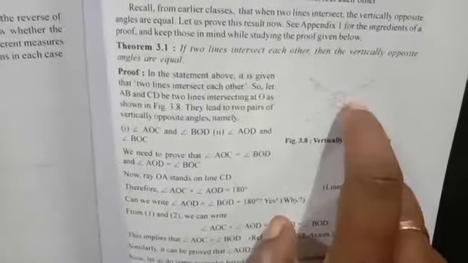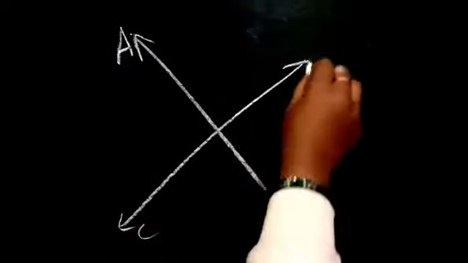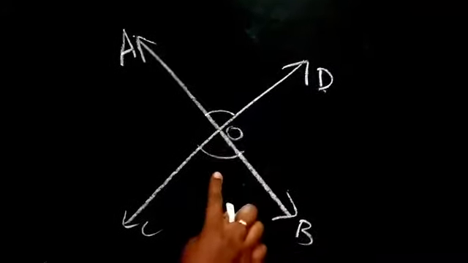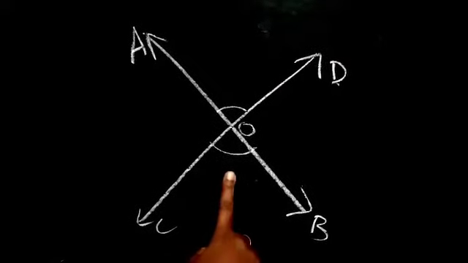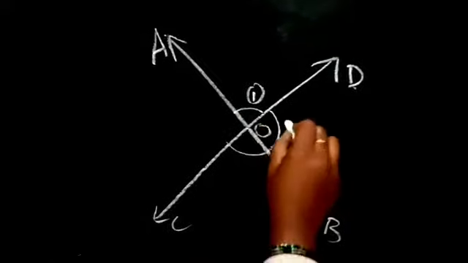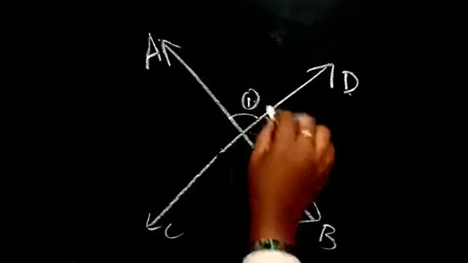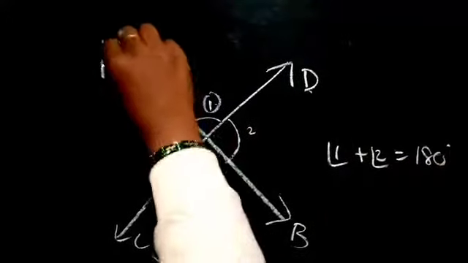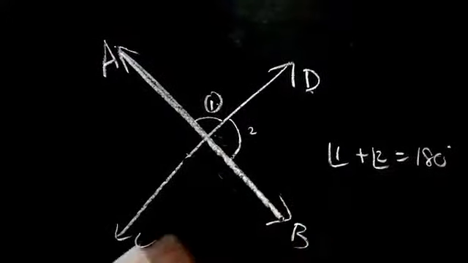Then this and this are adjacent angles. When we add, we'll get 180. If you get 180, then these lines are a straight line. Suppose we have line AB and line CD intersecting at O; these two angles are vertically opposite angles, so they will be equal. Then angle 1 and angle 2, when you add these two angles, if you get 180 degrees, therefore line AB is a straight line.